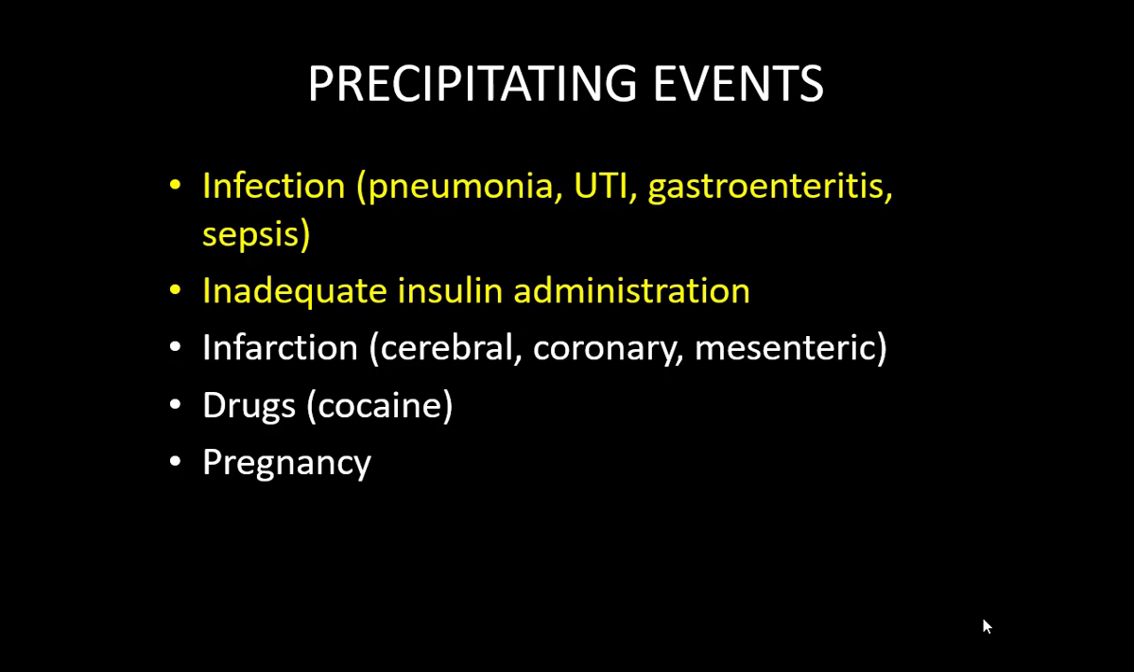And why does this happen? Basically, patients will be sick for some reason or other. Their oral intake decreases, they stop taking insulin, and then a vicious cycle sets in. Another area where diabetic ketoacidosis can present is patients with myocardial infarction, acute ischemic stroke, pulmonary embolism, mesenteric ischemia. These patients can also have associated diabetic ketoacidosis. Cocaine abusers can present with DKA, and pregnancy itself is a risk factor for this.